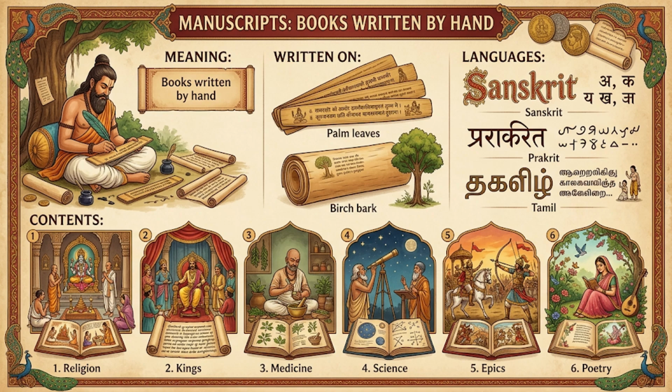Manuscripts. Manuscripts are books or documents written by hand. In ancient times, people wrote manuscripts on palm leaves and the bark of birch trees. These manuscripts were written in languages such as Sanskrit, Prakrit, and Tamil. They contained information about religion, medicine, science, kings, epics, poems, and many other subjects.